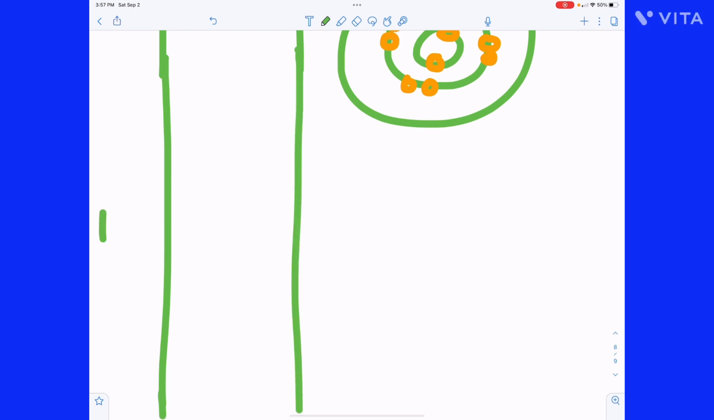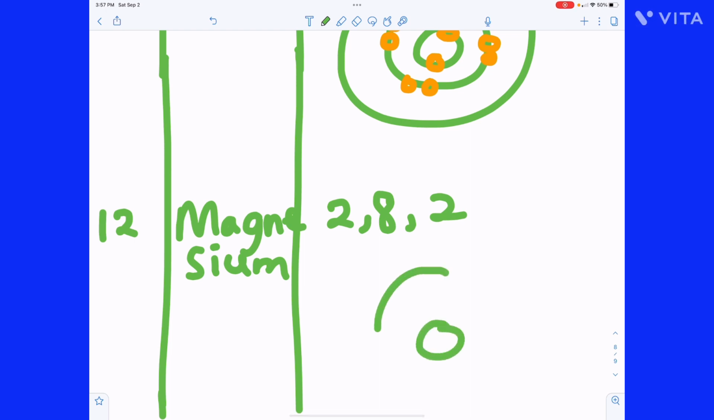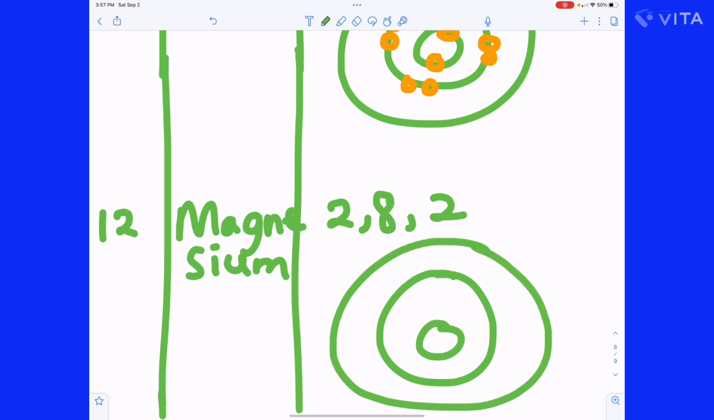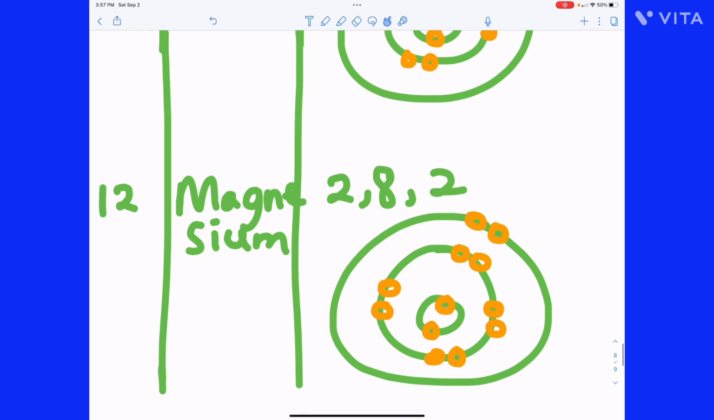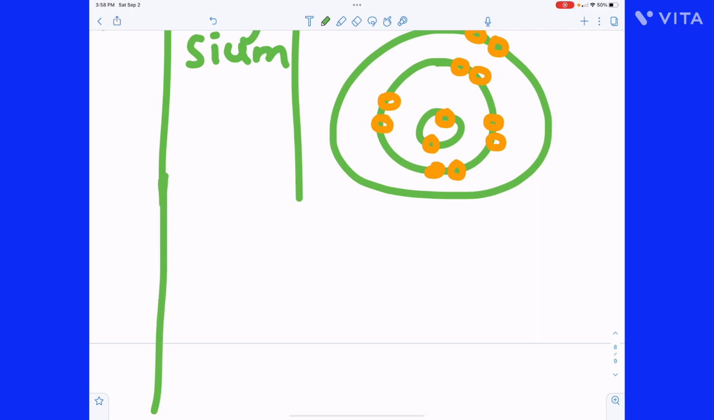Let's go to 12, magnesium. An atom of magnesium has 12 electrons in its shells. There will be 2, 8, 2. First shell will take 2. Second shell will take 8. And the third shell will take 2. So the configuration looks like this: 2, 8, 2. That's the configuration of magnesium.